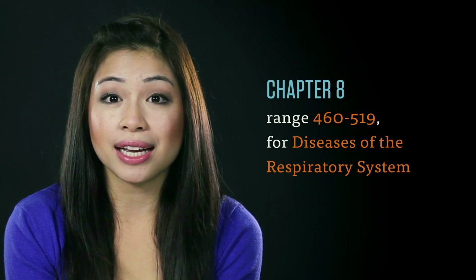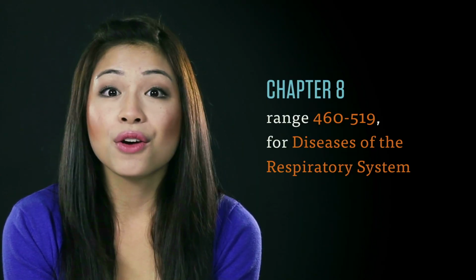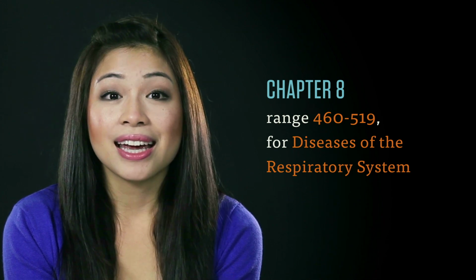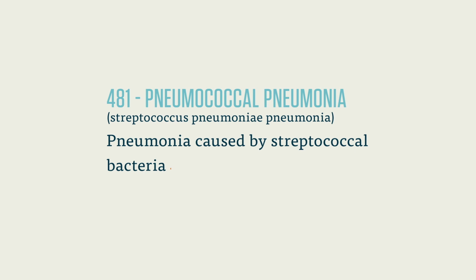So, in order to get to the proper diagnosis code, we turn to the ICD-9-CM manual. We turn to Chapter 8 in the range 460 to 519 for diseases of the respiratory system. In that section, we'd find 481, pneumococcal pneumonia, Streptococcus pneumoniae, which is the code we're looking for. Pneumonia caused by streptococcal bacteria. In this case, there are no subcategories or subclassifications. 481 is our diagnosis code. Bear in mind that you could also just look up Streptococcus pneumonia in the alphabetic index of ICD-9-CM. We're taking the long route for the sake of instruction.